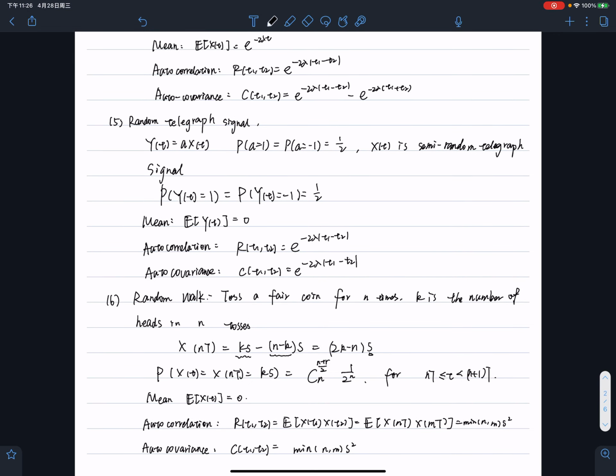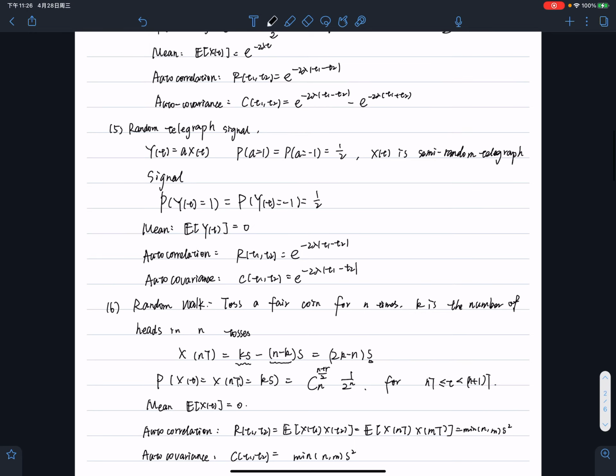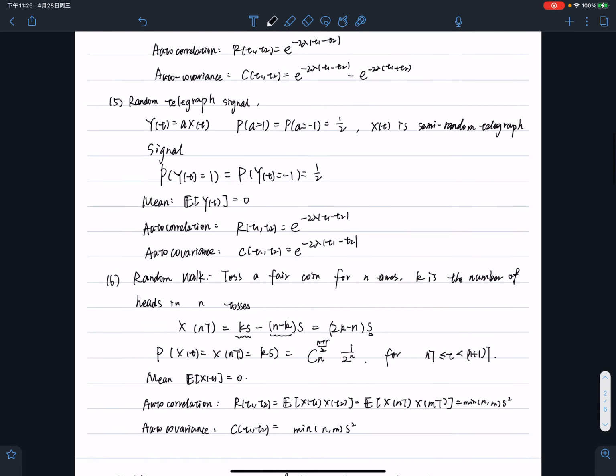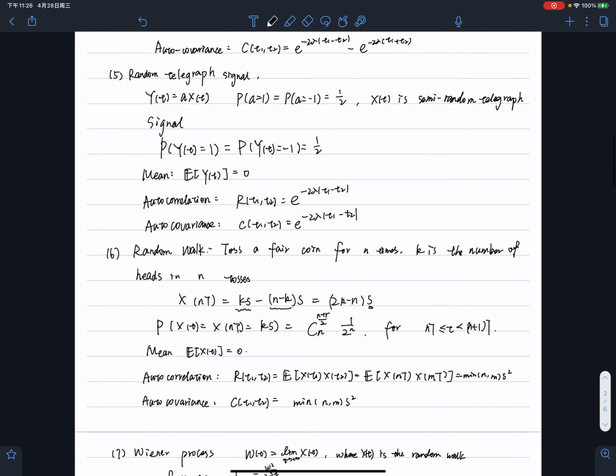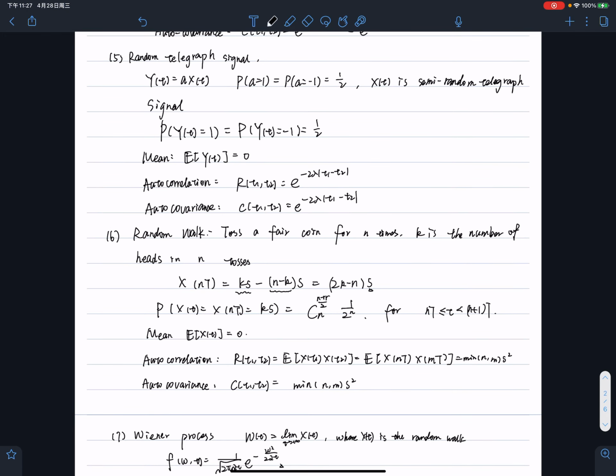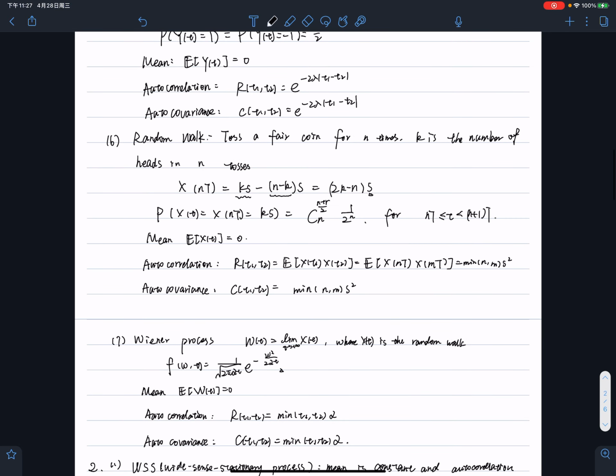So the random telegraph signal comes from the semi-random telegraph signal. We assume that X(t) is a semi-random telegraph signal, and let Y(t) equal a variable A times X(t), where the variable A equals 1 or negative 1 with equal probability. So here we could have the probability mass function for the random telegraph signal. Therefore the mean is obviously 0, and the autocorrelation and the autocovariance are shown here.